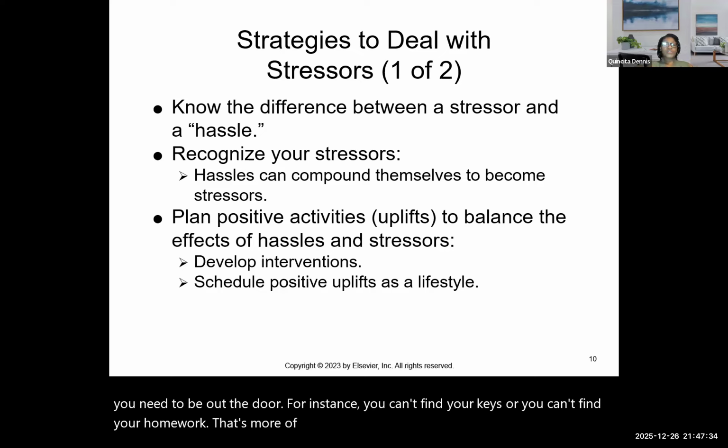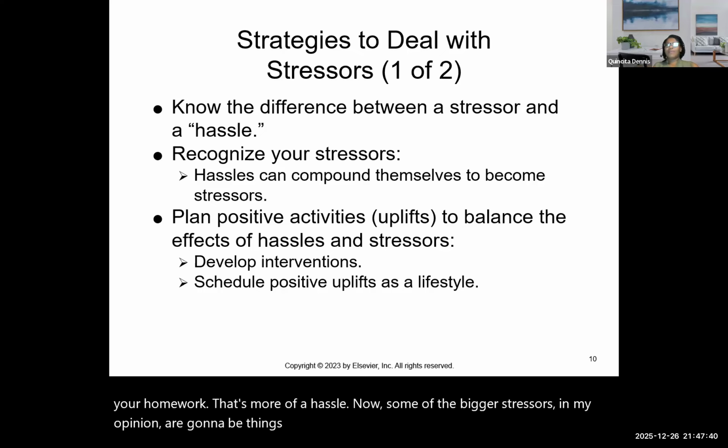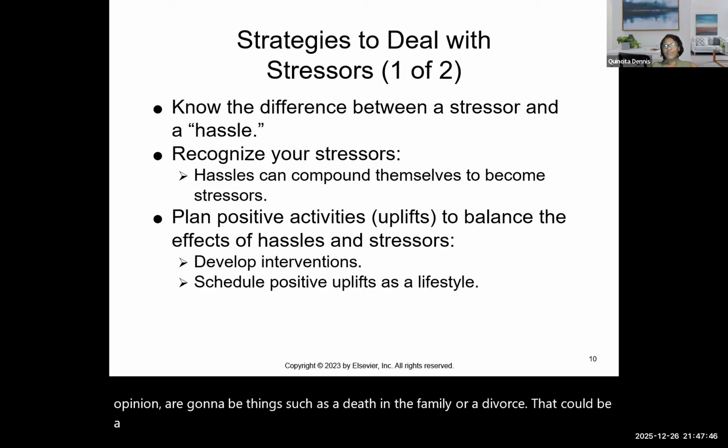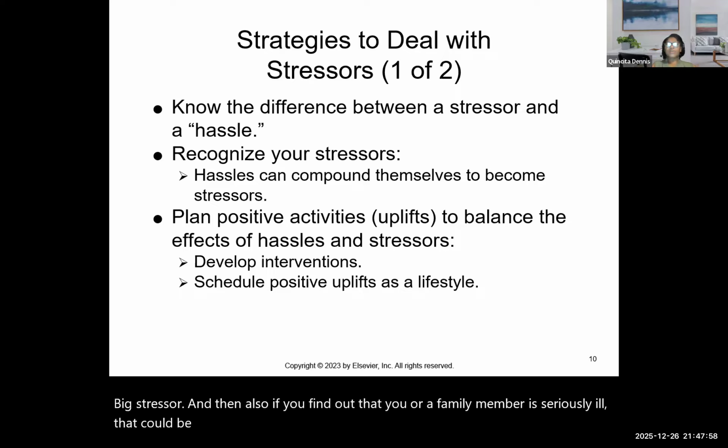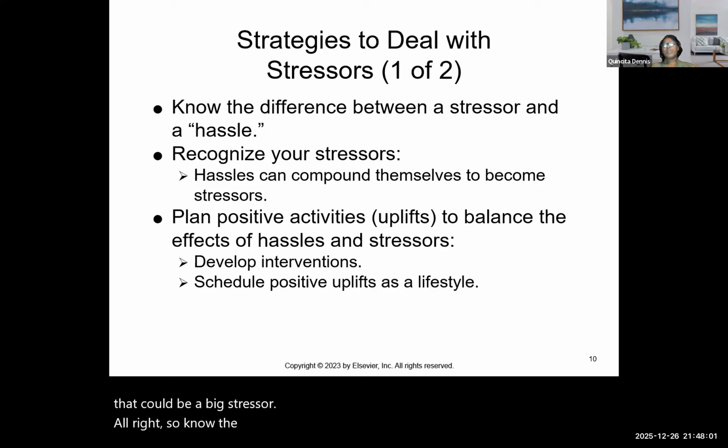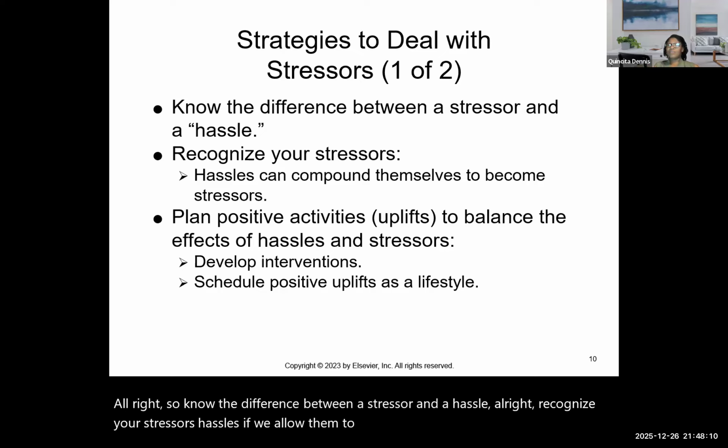Now, some of the bigger stressors, in my opinion, are going to be things such as a death in the family or a divorce. That could be a big stressor. Bankruptcy could be a big stressor. And then also, if you find out that you or a family member is seriously ill, that could be a big stressor. All right, so know the difference between a stressor and a hassle. All right, recognize your stressors. Hassles, if we allow them to, can compound themselves, meaning build up if you have too many of them, and they can become big stressors for some people.